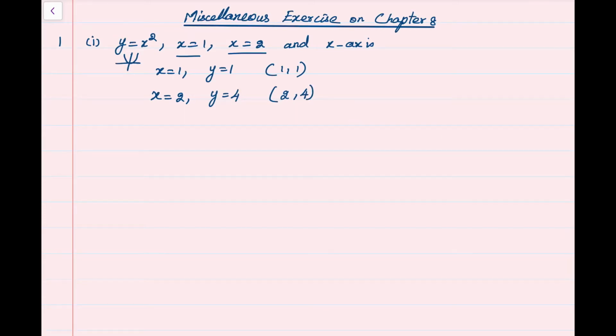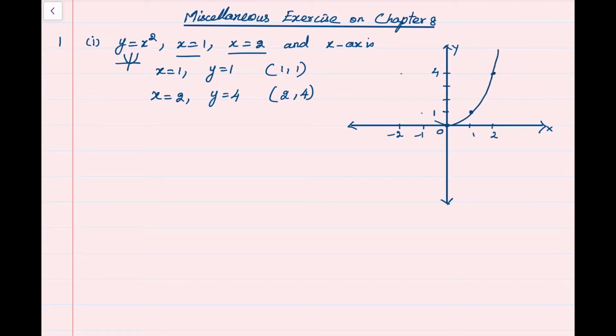Let's draw the figure. 1, 1 point and 2, 4 point. The parabola is an upward parabola. Vertex is at the origin. Let us complete the parabola. The parabola equation is y equal to x square. X is equal to 1 line. Then x is equal to 2 line. So this is the area to be calculated.